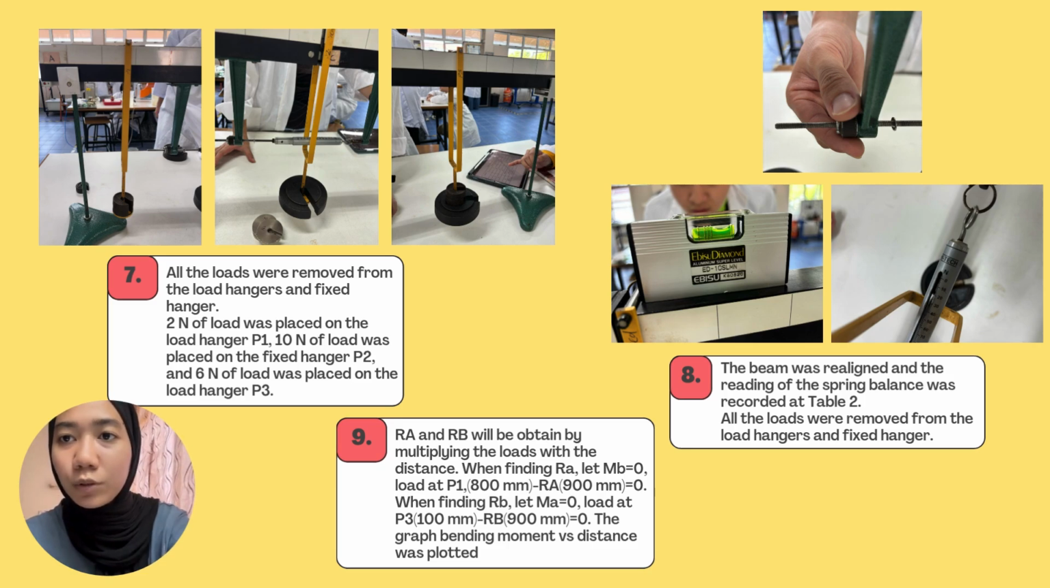Lastly, to determine the reactions RA and RB, we use the principle of moments. To find RA, we assume the moment about point B, MB, is 0. The equation used was load at P1 times 800 mm equals RA times 900 mm. Solving this gave us the value of RA. And then to find RB, we assume the moment about point A, MA, is 0, using load at P3 times 100 mm equals RB times 900 mm. After calculating RA and RB, we use the moment values and distance to plot a graph of bending moment versus distance.